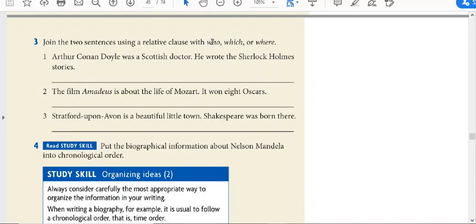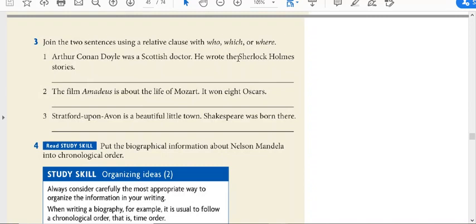So we got who and which for the animate as relative clauses. Relative clauses are the same as the relative pronouns. So we got who, which, and where. Who we use for the animate, which for inanimate, and where is used for places. So if we want to answer this question, we say Arthur Conan Doyle was a Scottish doctor. Okay, we get rid of or delete he, and we put who wrote the Sherlock Holmes stories. This is the first one.